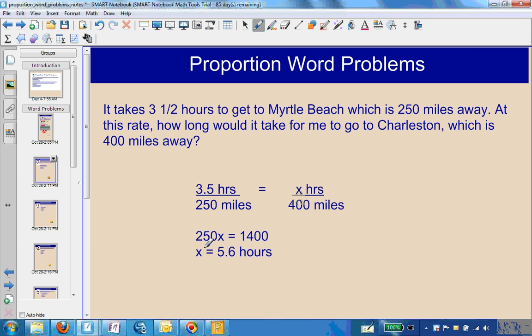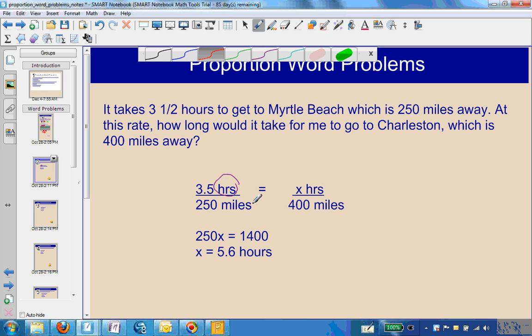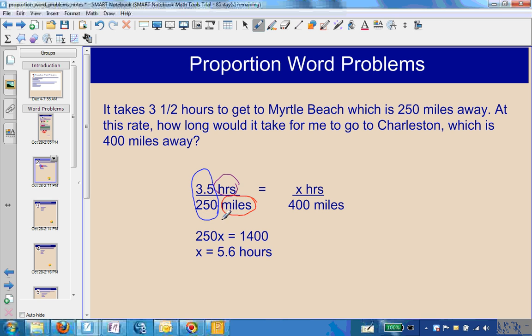In this example, it takes 3.5 hours to get to Myrtle Beach. So I'm going to put 3.5 hours. Hours is my unit, which is 250 miles away. So miles is another unit. And 3.5 over 250 is my ratio. At this rate, how long would it take for me to go to Charleston, which is 400 miles away?